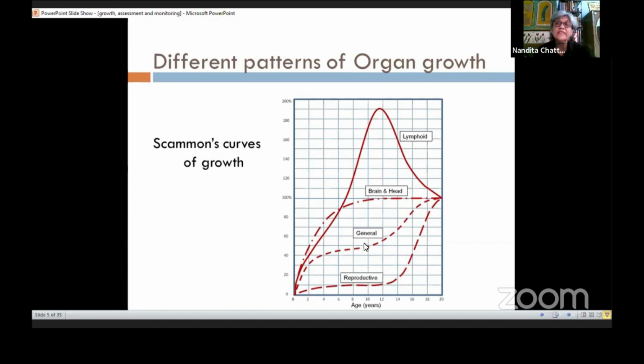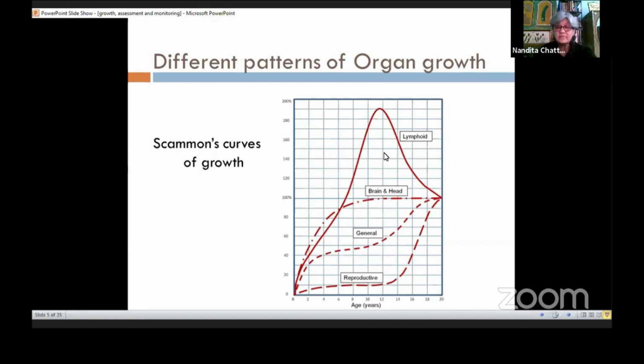Whereas the brain growth in the first 3 or 4 years increases in size at a tremendous rate and then plateaus down. Later on, it's almost similar. Whereas the reproductive growth, in the earlier ages, is very slow, and during pubertal age there is a sudden spike. Lymphoid again spikes around 8 to 10 years. So these are the different curves.